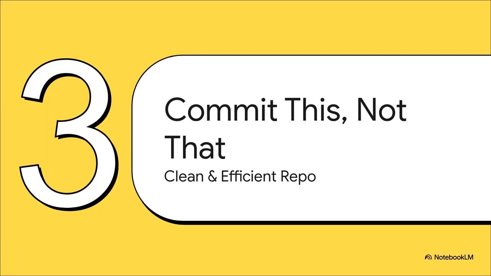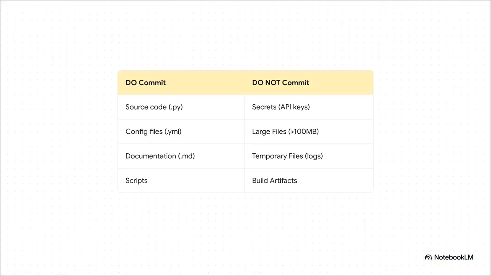Now let's talk about discipline. A clean, professional repository is a happy repository, and that all starts with knowing what belongs in Git and what absolutely, positively does not. Think of this table as your ultimate guide. On the left, this is the stuff you do commit: your Python source code, your YAML config files, your documentation. Basically, the recipe for your project.